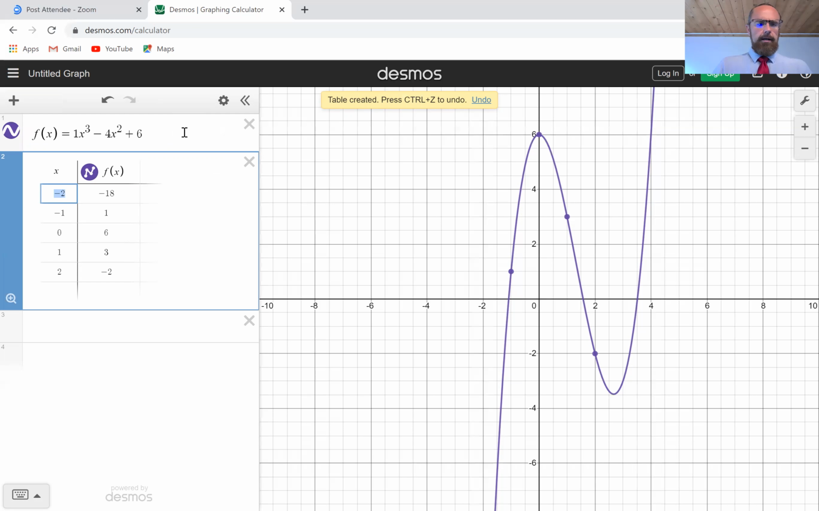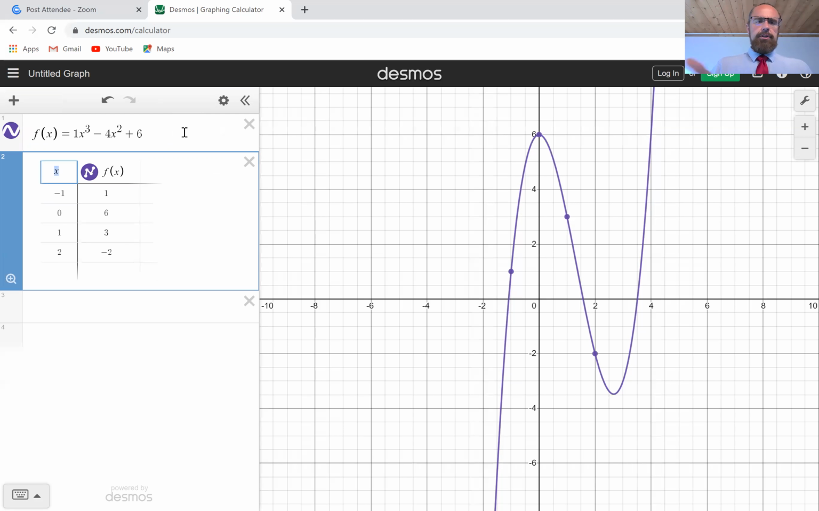I do notice that at -2, -18 is not really graphable. So like we do, I'm going to change the domain just to exclude that value, but I'll include -1, 1, definitely 0, 6. I notice that that's a high spot on the graph. That's a relative maximum. 1, 3 is there. 2, -2, but I see I need some more points because I don't have anything to describe that upward trend on the far right. So I'm going to enter 3, -3, and then 4, 6. So I'll record those values.